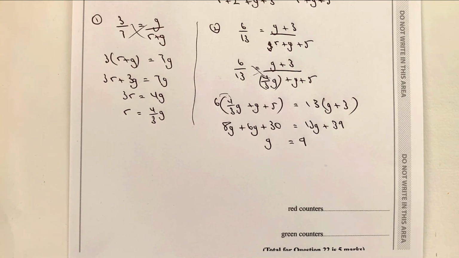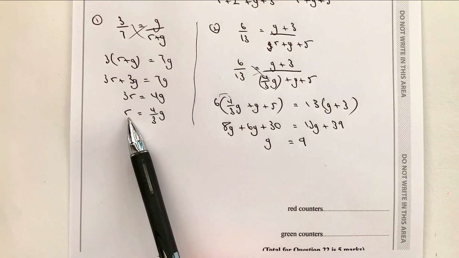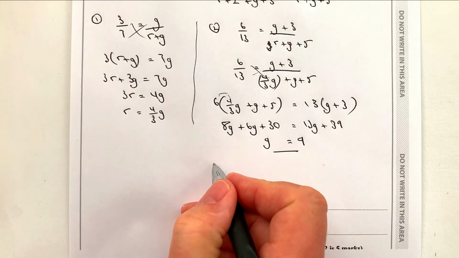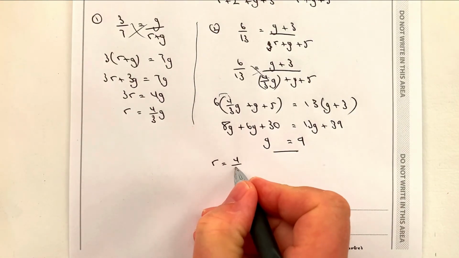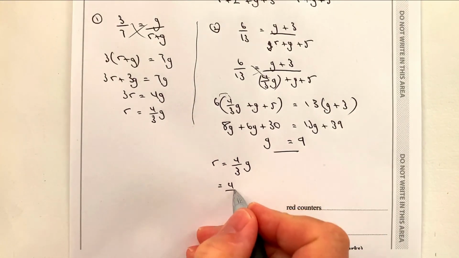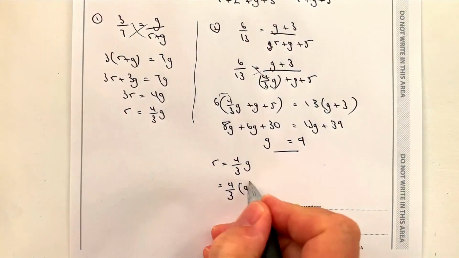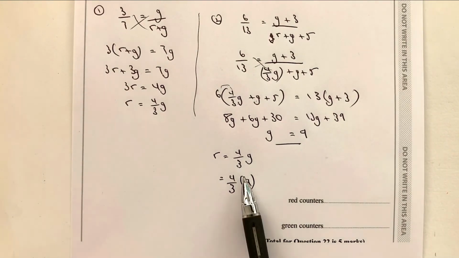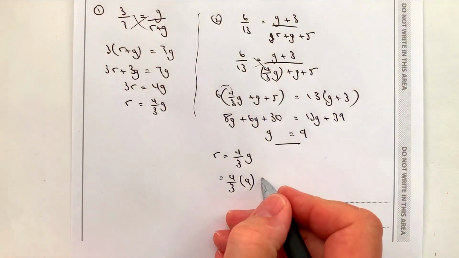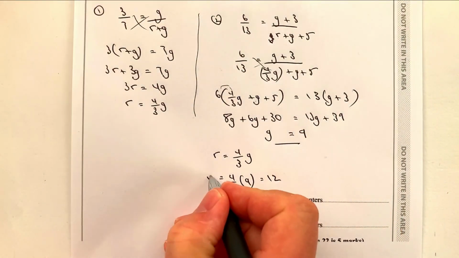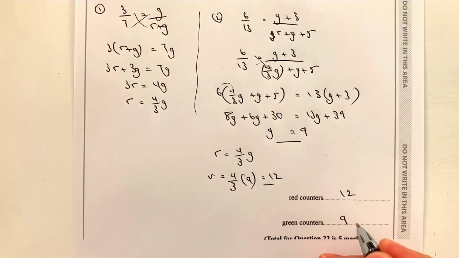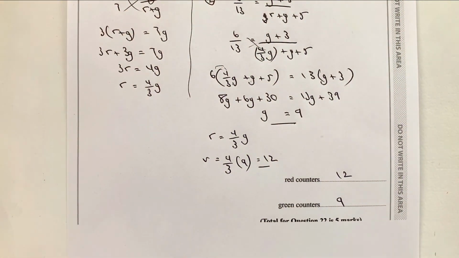And you remember that I've also got this formula here. So if I know the number of green counters is 9, the number of red counters is 4 over 3G, which is going to be equal to 4 over 3 times 9. Okay, so that's going to be 4 times 9 is 36. 36 divided by 3 is going to equal 12. So my red counters is going to equal 12. So that's 12 and 9 on that particular question.